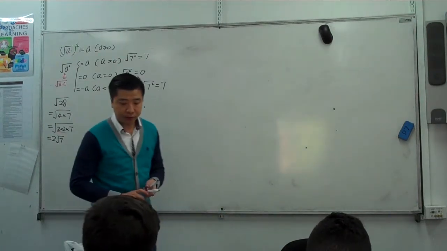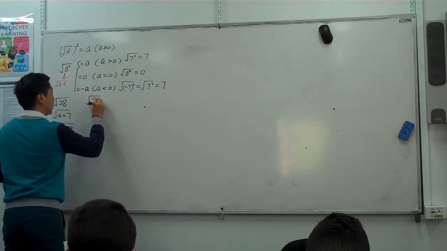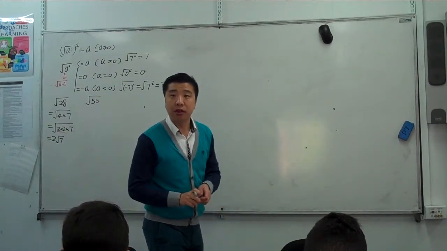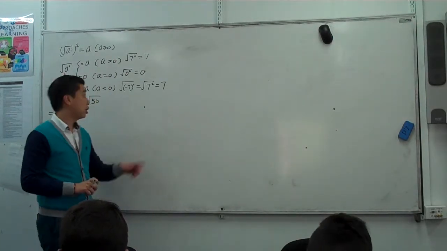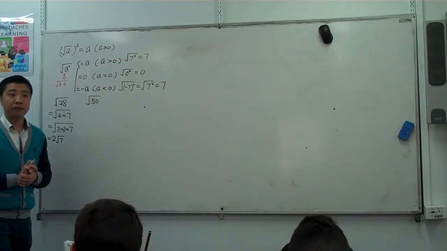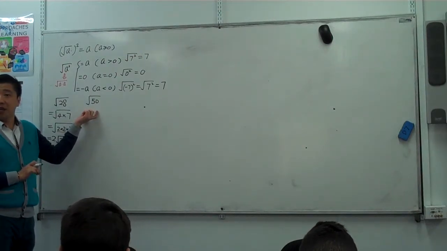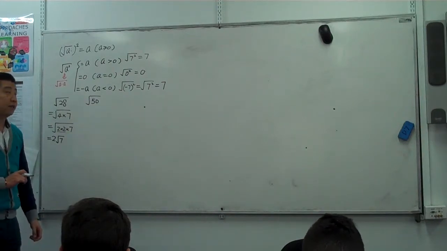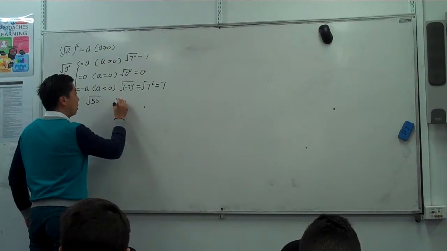Actually, that is your page 2, question B. Homework. Have a look at page 2, homework B, square root 50. Now write square root 50 in the simplest form. Now let's have a look at how I can write that. For this one, we can have 1 times 50.